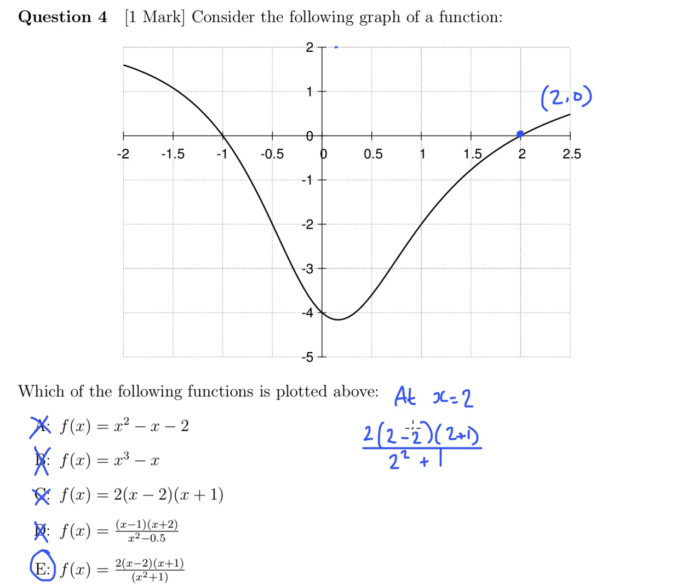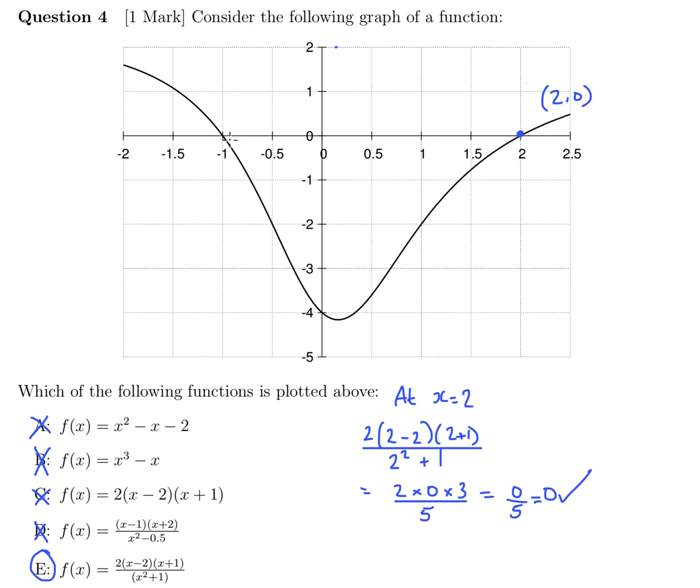We've got a 0 on the top here. So on the top we've got 2 times 0 times 3 divided by 5. When you times something by 0, you get 0. So we've got 0 divided by 5 here, and 0 divided by 5 is 0. So that works. That does give us 0.